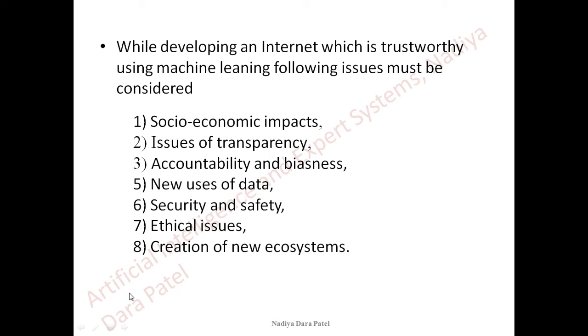So further, as I told you, the internet should be trustworthy, but while building a trustworthy internet, there are certain issues which occur and which have become a barrier. The first issue is socio-economic impacts. For example, depending on the current situation or political issues happening in a country, the pandemic situation, the uncontrolled situation in some areas, and some differences of opinion.